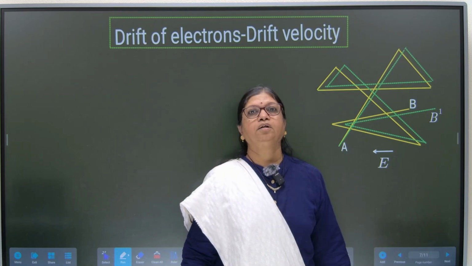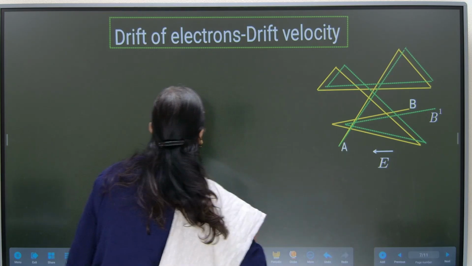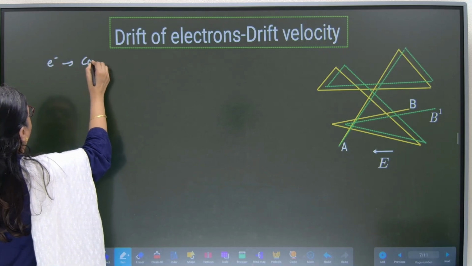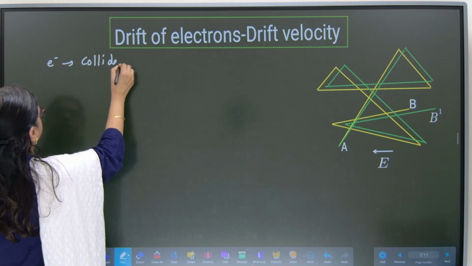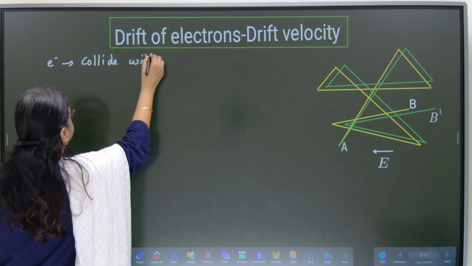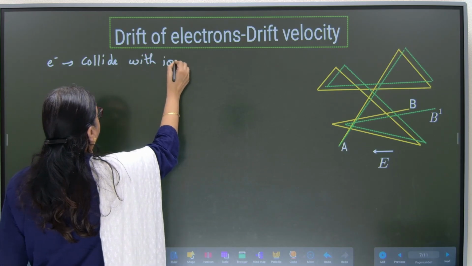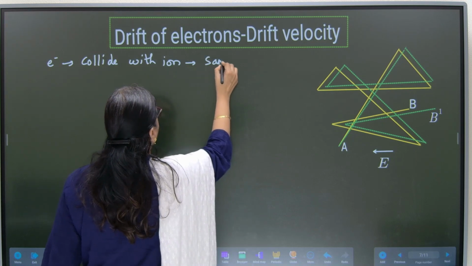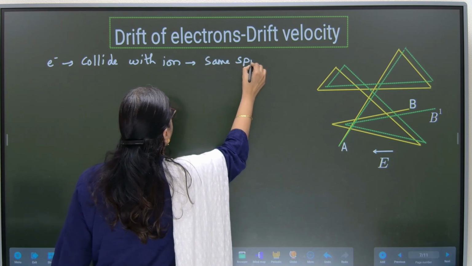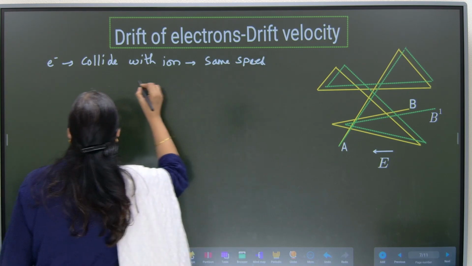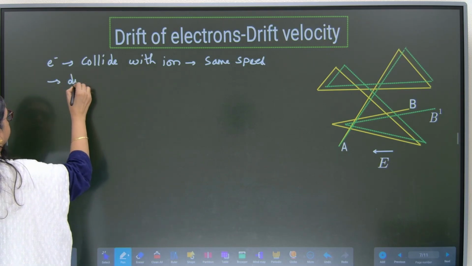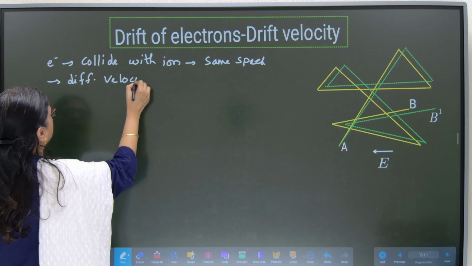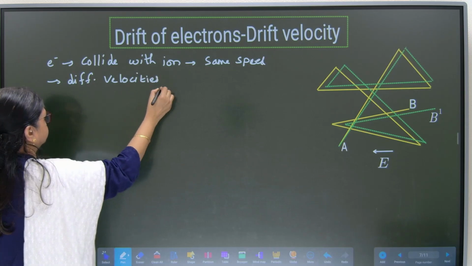Fine. So now let us write down that the electrons collide with ions, and after collision have the same speed, but different velocities in random directions.